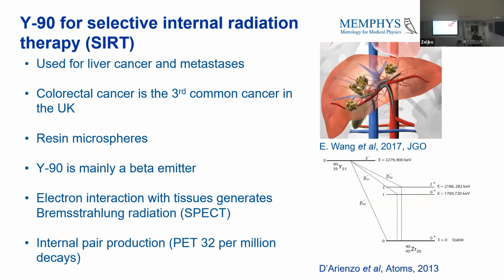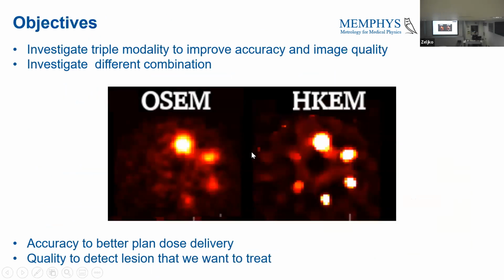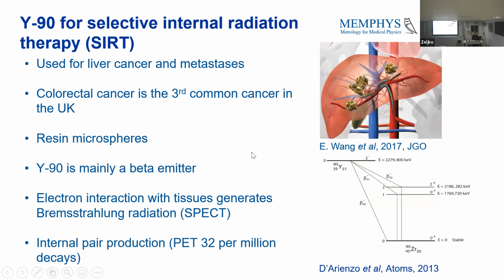So Y90 is used for selective internal radiation therapy to treat liver cancer metastases, in particular those that have extended from colorectal cancer, which is the third most common cancer in the UK.